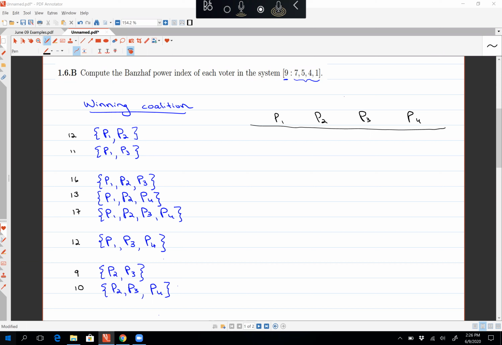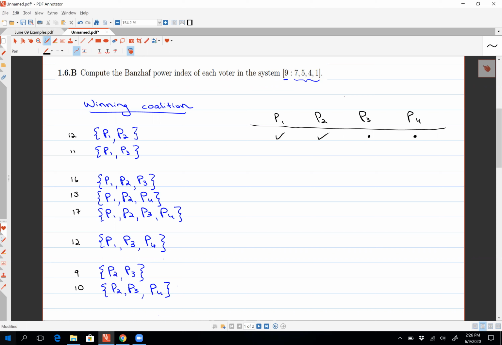And now I want to ask myself, with this first coalition, P3 and P4, of course, here are not relevant to this coalition. If I remove P1, is it still a winning coalition? If I take away 7 votes, no, it's not. So P1 would be critical. If I take away P2, is it still a winning coalition? Well, if I remove 5 of the 12 votes, I'm now below 9, so it's no longer a winning coalition.